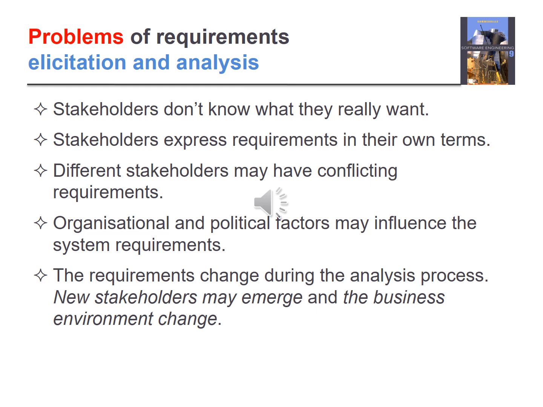Stakeholders express requirements in their own language, and that's the problem of natural language, the one we talked about. Different stakeholders may have conflicting requirements. Of course, this department needs the requirement to do so and so, and the other department wants another requirement which contradicts it. There is a conflict between organizational and political factors. Sometimes organization and politics play a big role in system requirements.